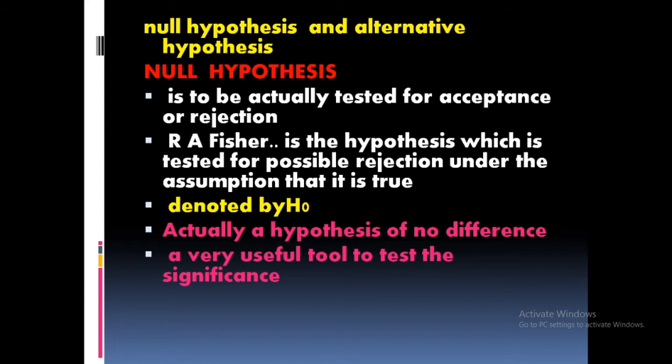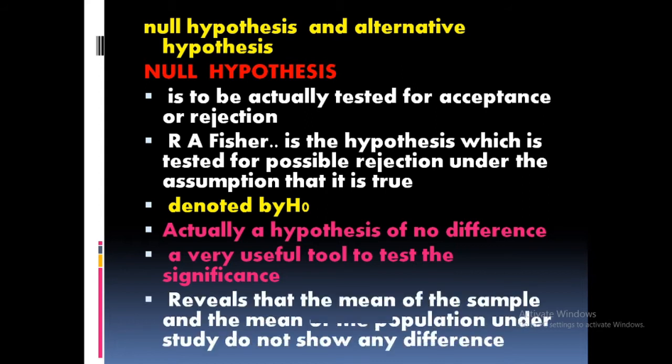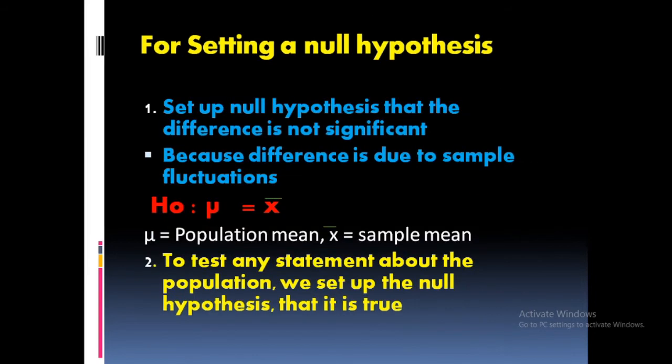Understood? A very useful tool to test the significance. The mean of the sample and the mean of the population under study do not show any difference. Clear? That will be our answer. So for setting the null hypothesis, first set up a hypothesis that the difference is not significant, because the difference is due to sample fluctuation. You consider it like that.